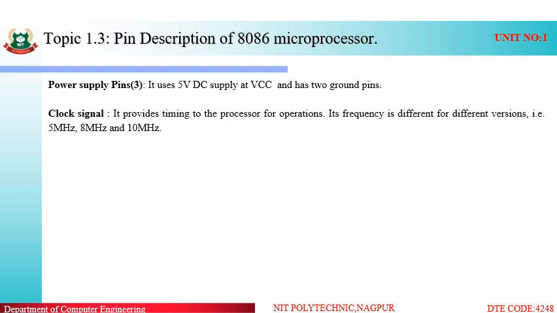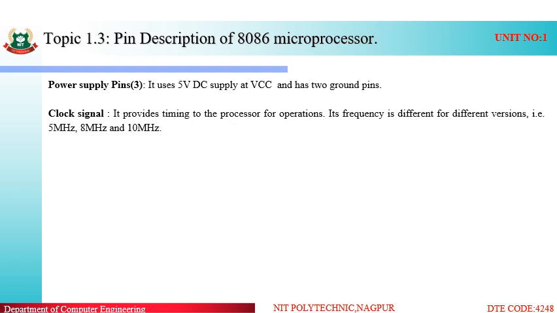Why the clock signals are needed? Because 8086 is a digital IC, and any digital circuit works on clock pulses. So this voltage which we have provided is converted into clock pulses. So it provides timing to the processor for operations. What do the clock pulses give? It provides the timing to the processor for operations.